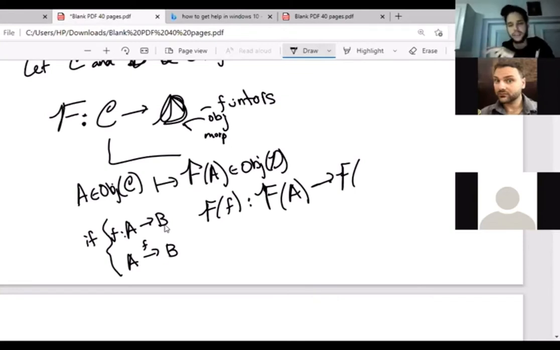If you reverse all the arrows, you go into the opposite category. It's a contravariant functor. But they're equivalent, just symmetric. You just reverse every arrow in every category. That's another statement.